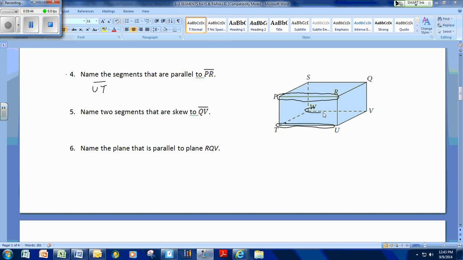We also have the one down here that's hidden. That would be segment WV. And we also have finally segment SQ. Those three segments are parallel to segment PR.